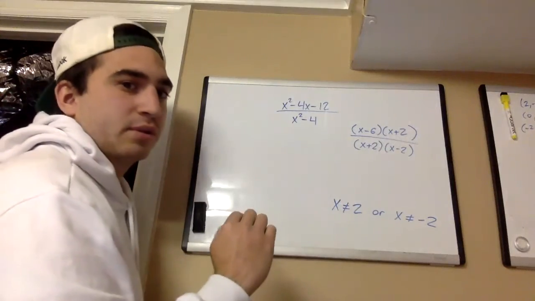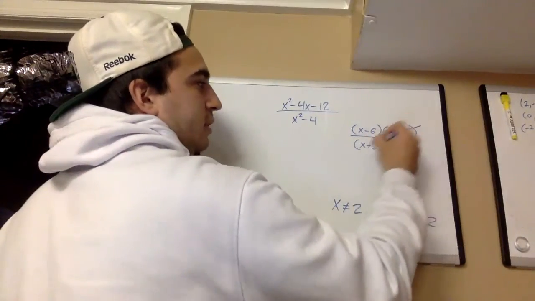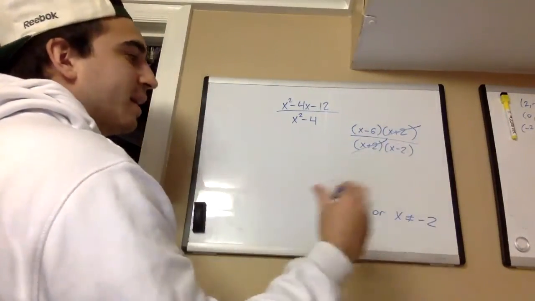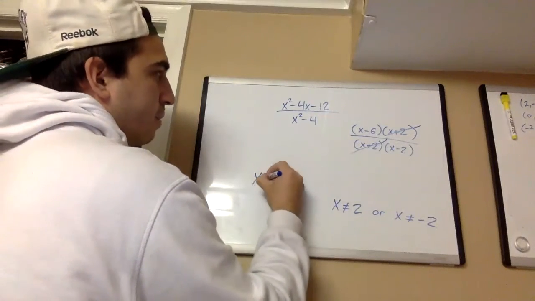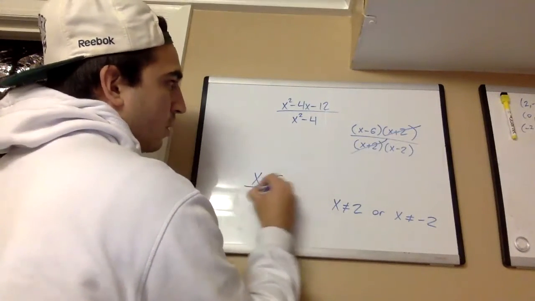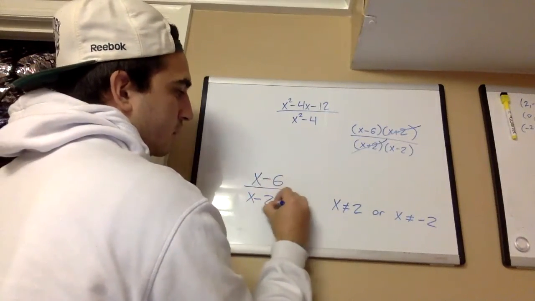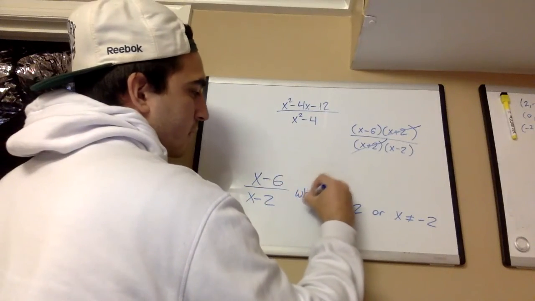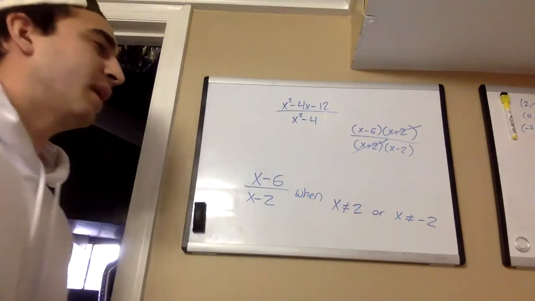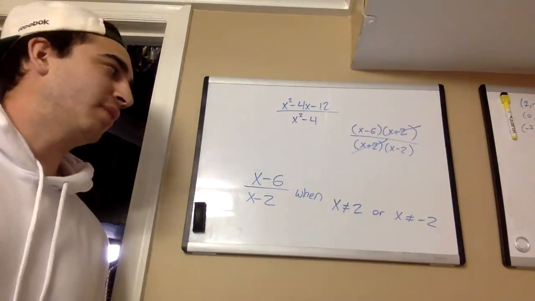And now we're just going to do the last step. So x plus 2 and x plus 2 cancel out. Nothing else cancels. So simplified form is going to be x minus 6 over x minus 2 when x does not equal 2 or x does not equal negative 2.